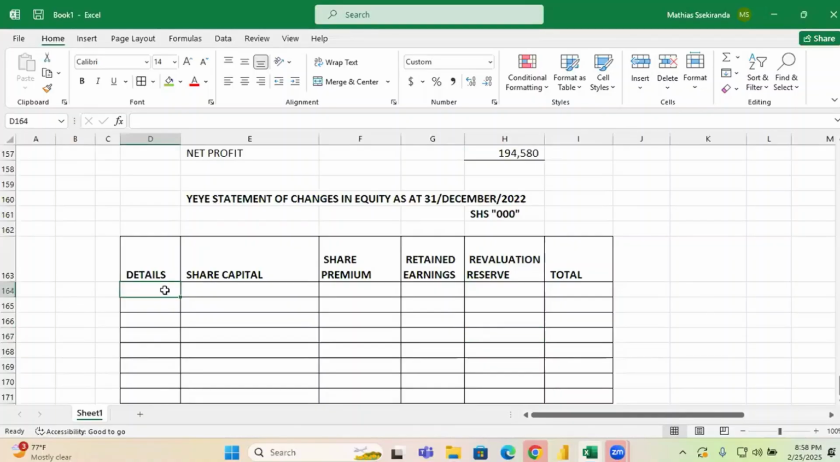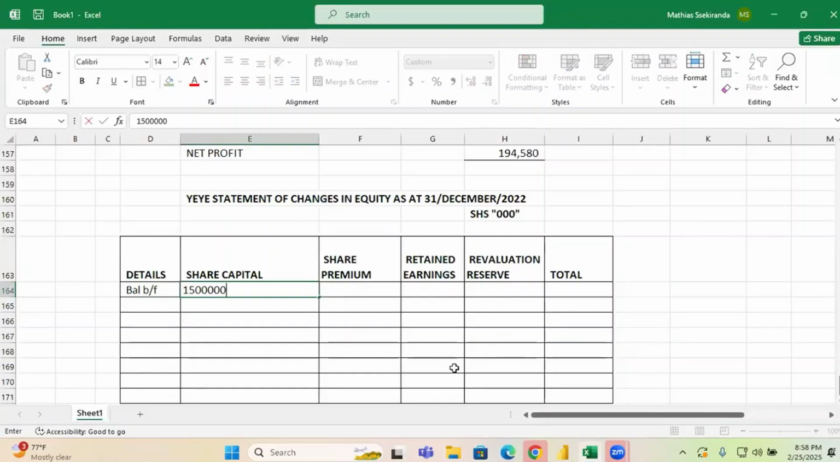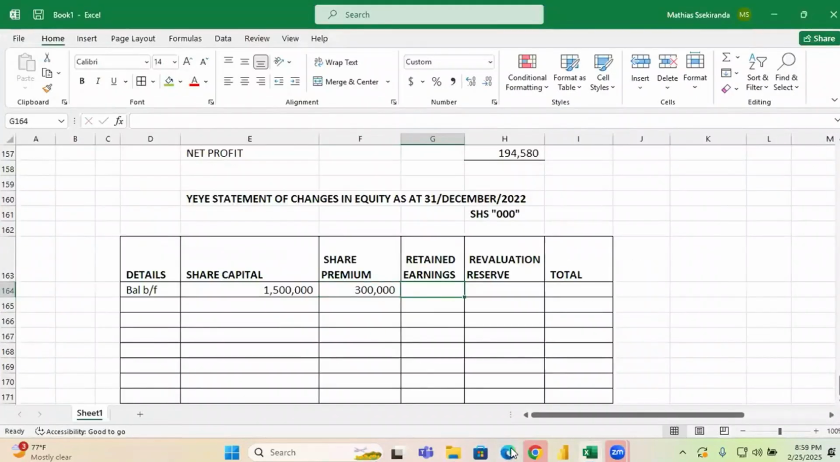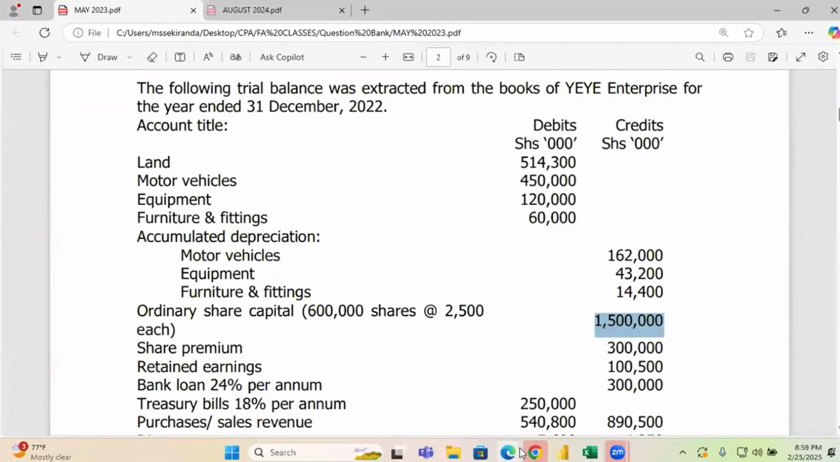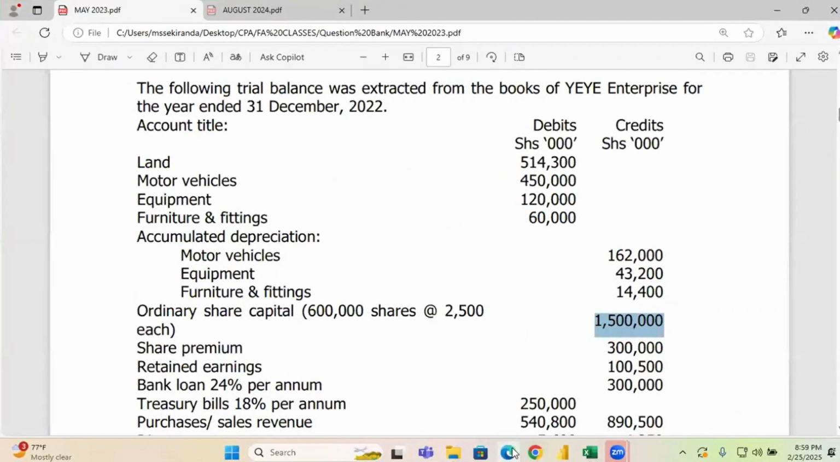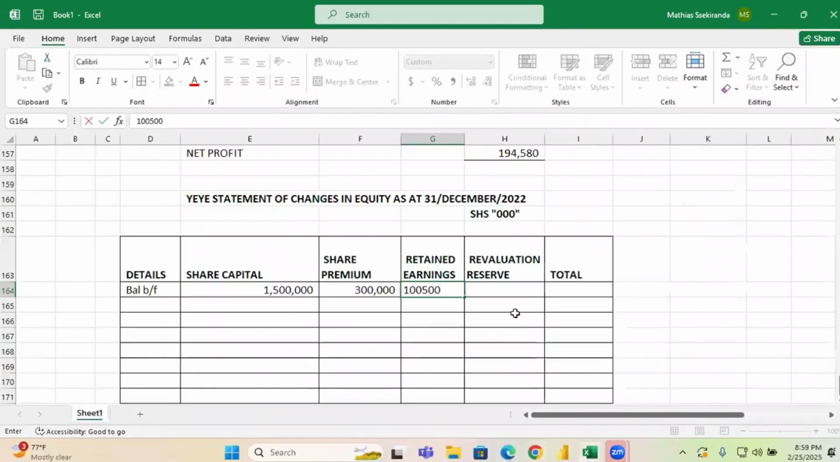After that, the first thing you do is bring forward the balances. For the share capital, the balance is brought forward from the trial balance. Share capital was 1.5, so you bring forward the 1.5. For share premium, the balance brought forward was 300. For retained earnings, it was 100,500. And for revaluation surplus, you also bring forward the balance, given here as 11,300.